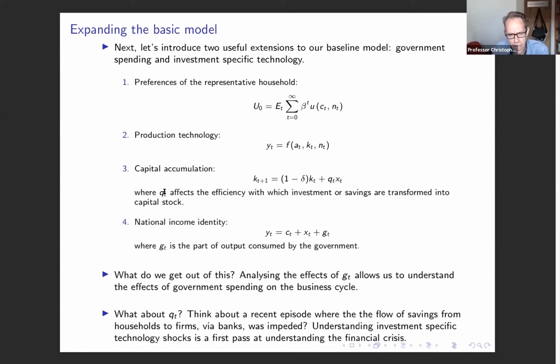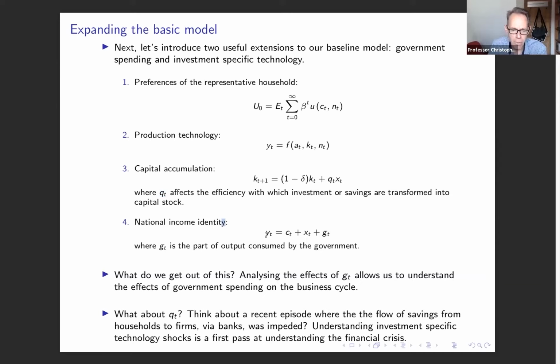Okay. So now what we can do is multiply x by this q here. Think of q as a price, a price of investment goods. Or Q is some sort of another productivity term, which affects the efficiency with which investment or savings are transformed into new capital stock. That's actually quite important if you think of shocks, but I'll get to that in a couple of bullet points' time. And if you want to introduce government spending, how do we do that?